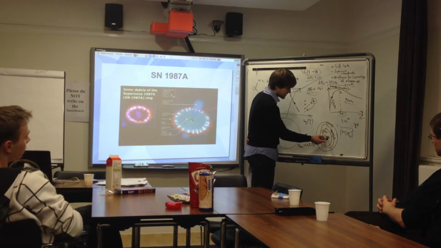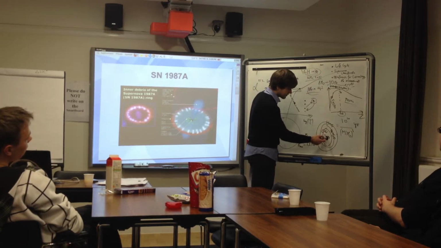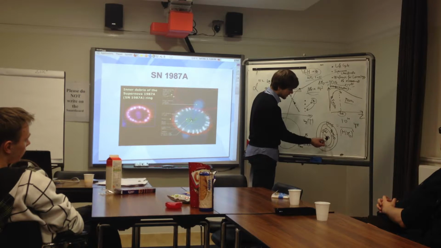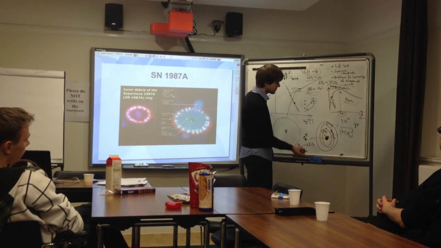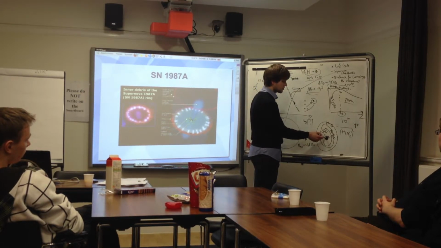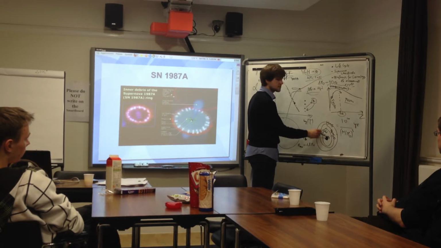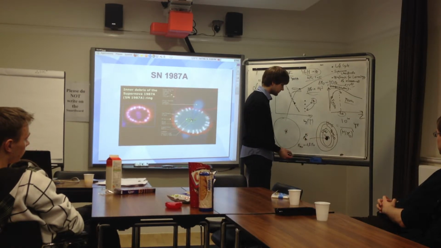And this happens on the time scale of as long as it takes for light to go from one end of the sun to another. So this happens during a few seconds, about 10 seconds. The collapse of the core into the neutron star.